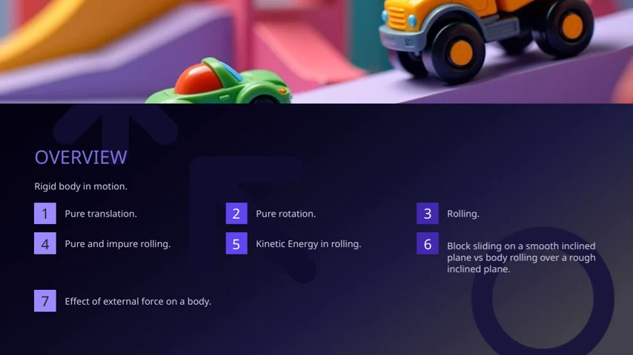Let's explore the difference between a block sliding on a smooth inclined plane and a body rolling over a rough inclined plane.